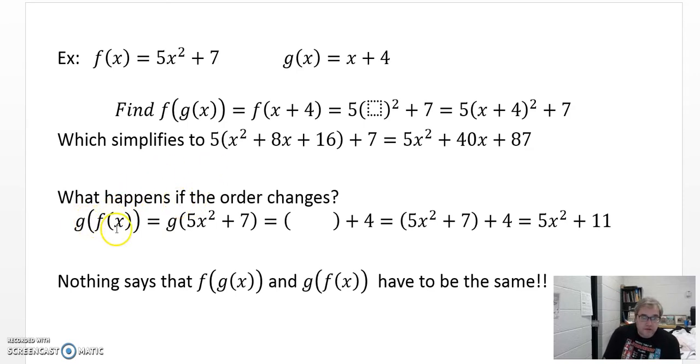So to start with, g of f of x, well, on the inside is f of x now. So inside the g function, I have 5x squared plus 7. Okay, I look at what g of x is. It's just something plus 4, so I have parentheses plus 4. And into these parentheses go 5x squared plus 7. Simplify what you can, and I get 5x squared plus 11. And one thing you should notice here is that these two expressions are not the same, and they don't have to be. They will be, and we'll talk about that when we're checking inverses, but generally speaking, they do not have to be the same.